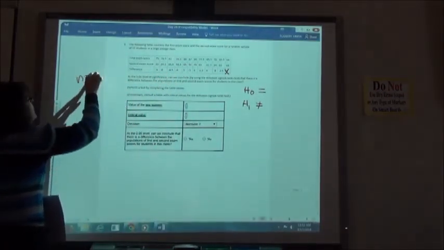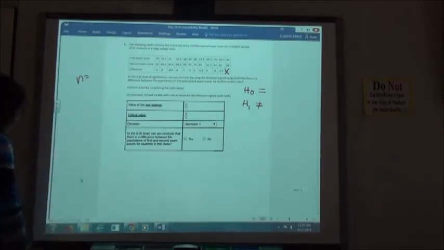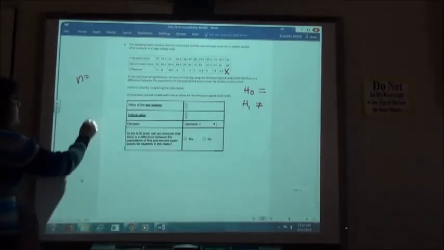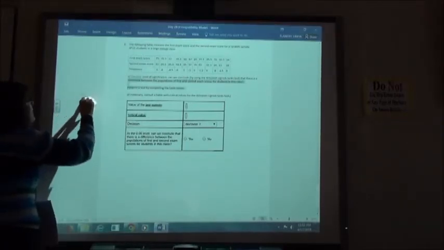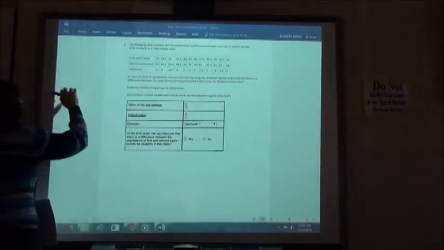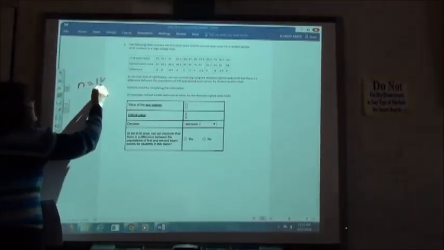Oh, why did it decide to quit writing on me? Close the ink. Let me see if it writes then. Nope, it's going to be difficult. n is going to equal 11.